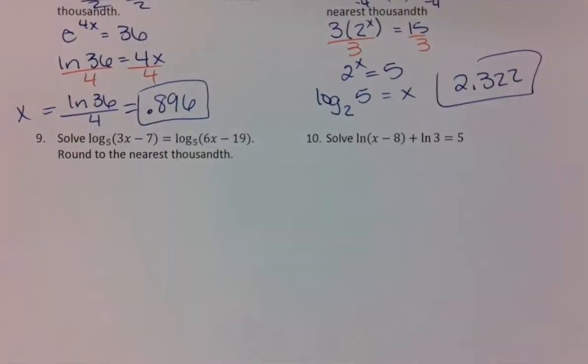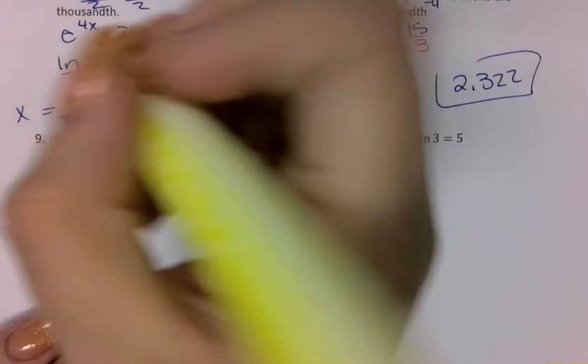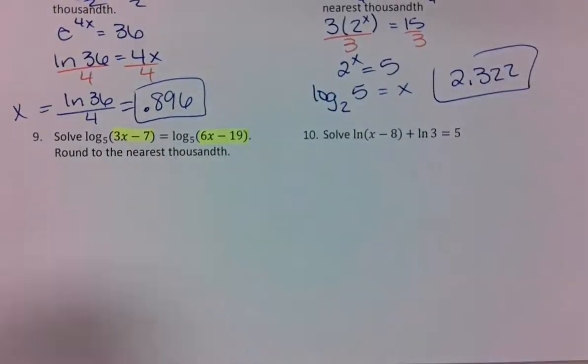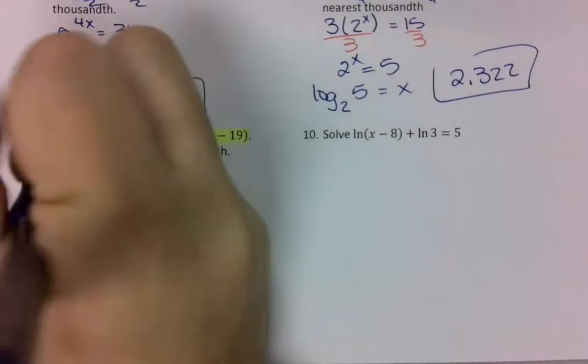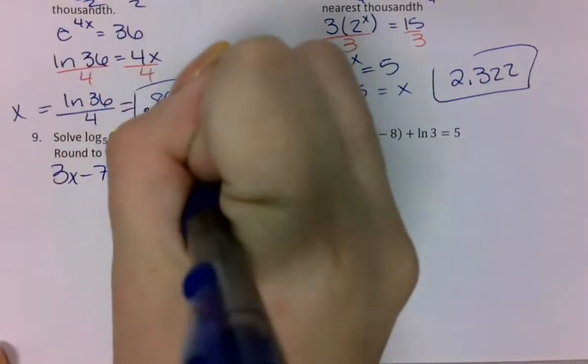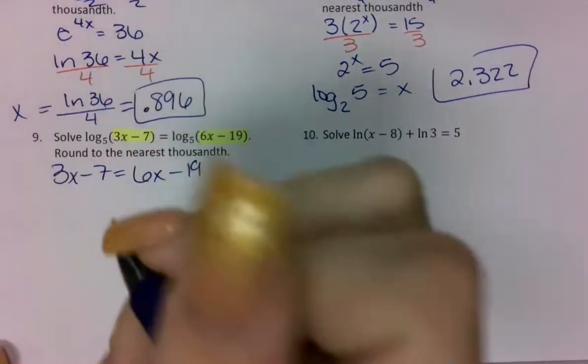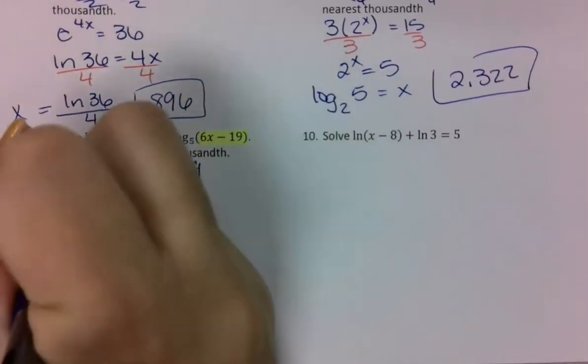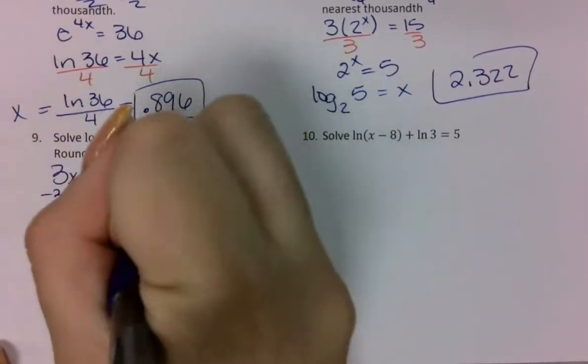Okay, number 9 wants me to solve this logarithm equation. They both have the same log base, and there's one log on each side and nothing else. So for these two, I can actually take their insides and set them equal. So I'm going to have 3x minus 7 equals 6x minus 19. Then I want to start off by subtracting 3x on both sides. This gets me negative 7 equals 3x.